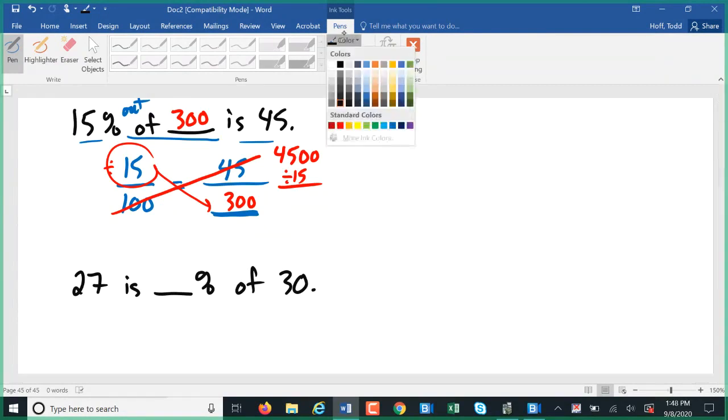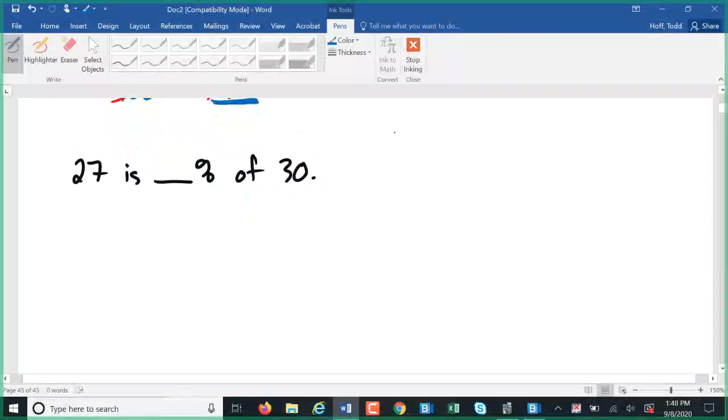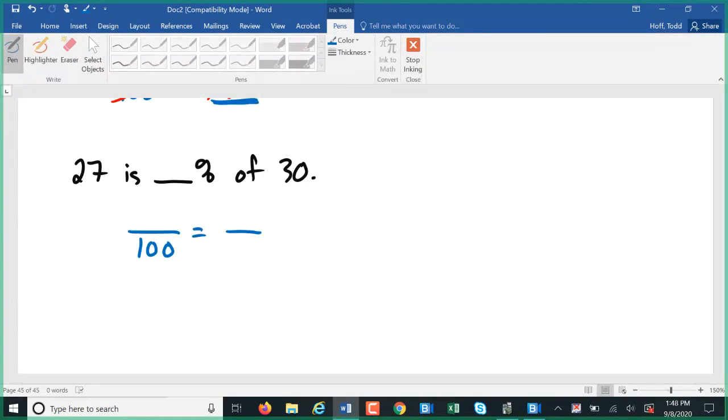We might have something like this. 27 is blank percent of 30. Well, all the other problems I've told you we have to start with a percent. Here, however, we do not have the percent. It doesn't change anything. We're still going to start with it. Blank percent is just going to be blank over 100. We now know that's the number we're going to be looking for. So we're going to know both of the numbers on the other side.